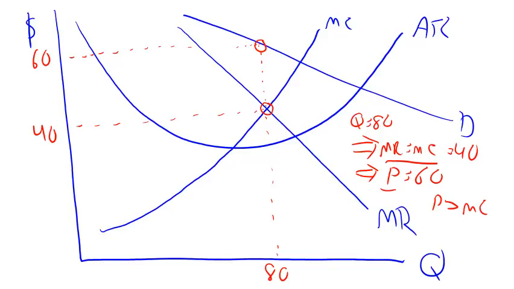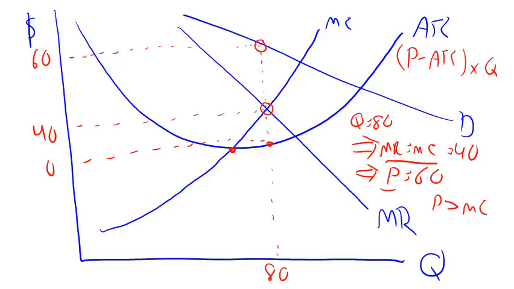We can also find profit in this case. Profit's going to be price minus average total cost times output. I know price is 60. Average total cost will be something like, maybe that's 50. Okay. Notice, average total cost is not the minimum average total cost. It's the average total cost where quantity is 80. The height of the average total cost curve above the profit maximizing quantity.